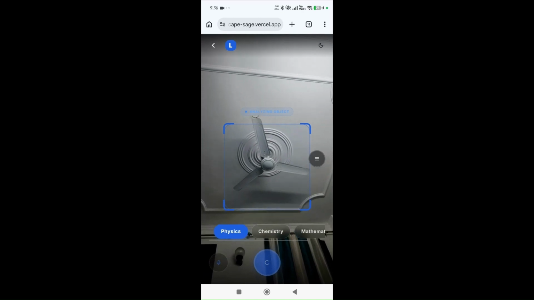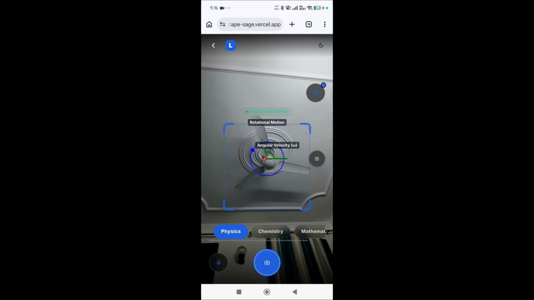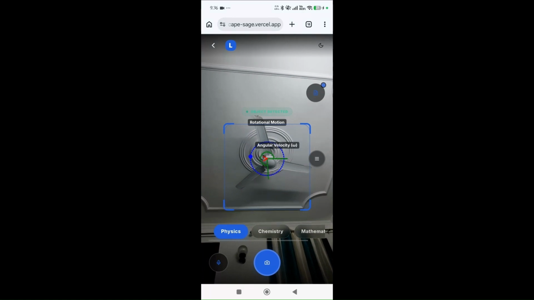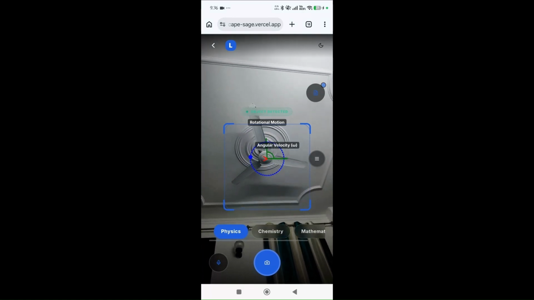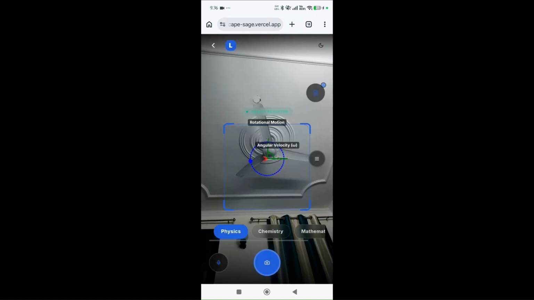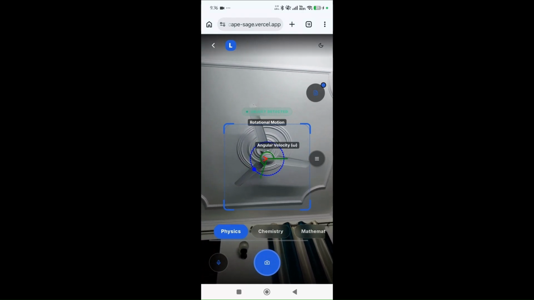Now the AI analyzes the frames to generate visualizations and explanations. That gray, three-bladed ceiling fan above us is a perfect example of rotational motion. This is simply when an object moves in a circle around a central axis, like the fan's motor housing. Angular velocity then describes how fast that object is spinning and in what direction. It's essentially the speed of rotation. When you turn on your ceiling fan, its smooth metal and plastic blades begin their rotational journey. The faster they spin, the greater their angular velocity.